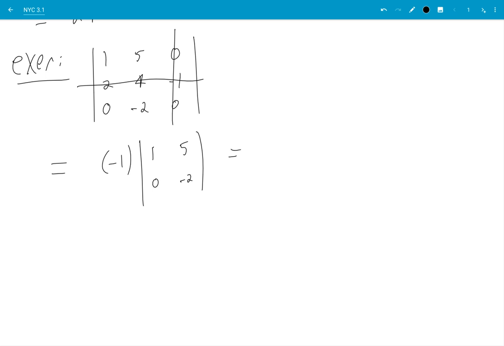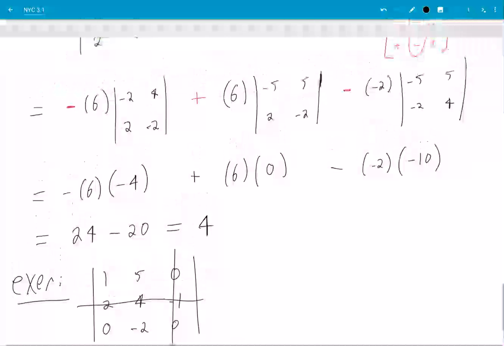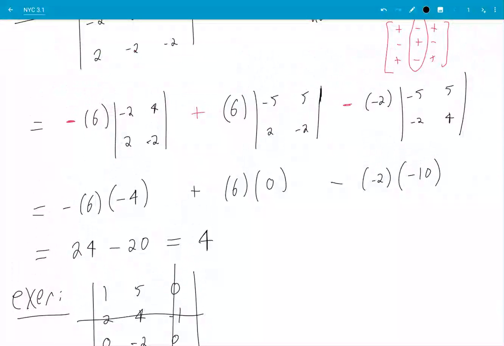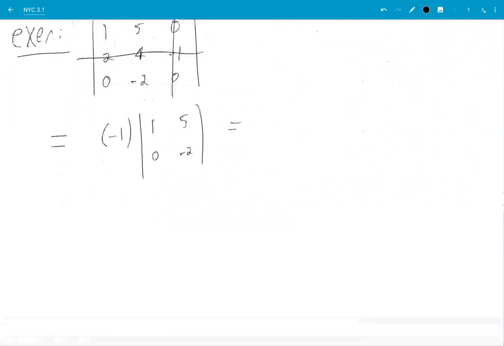Did I get my pluses and minuses right? Let's see. I think I did. Oh, no, I didn't. I was not being very clear. I have a minus. It should go right here. So I get 1 times minus 2, which is negative 2, as expected.